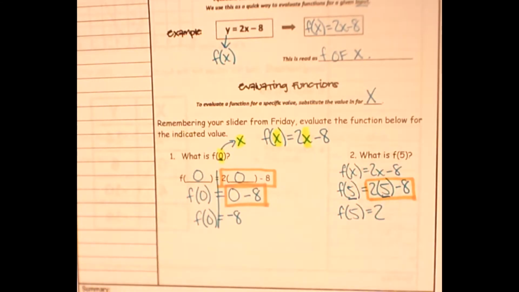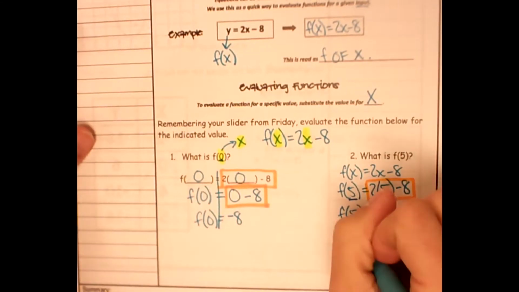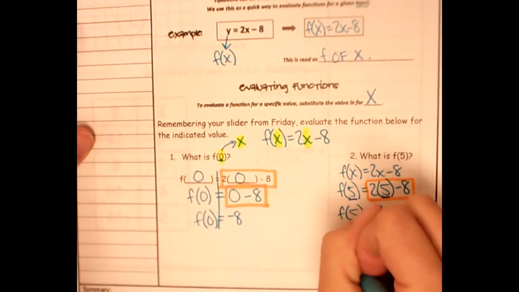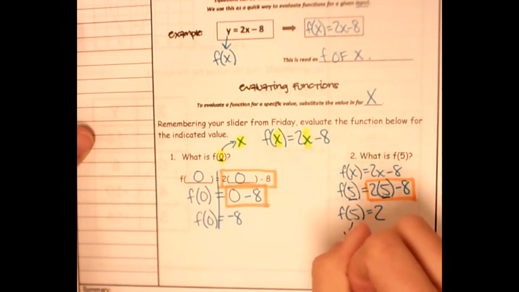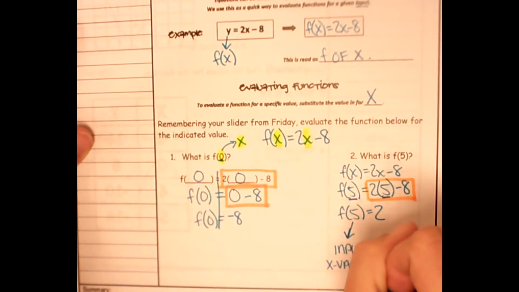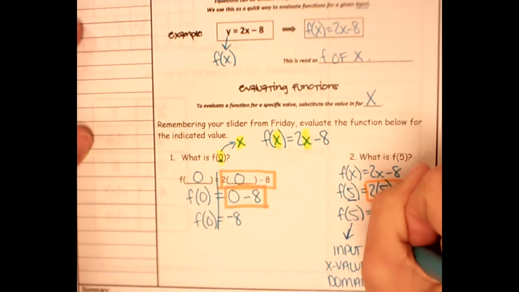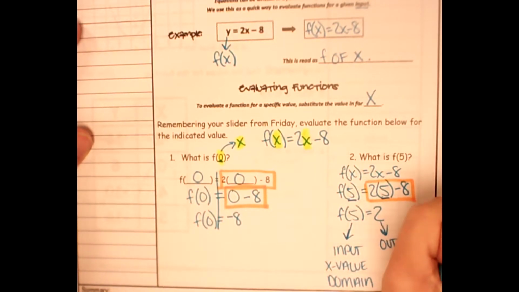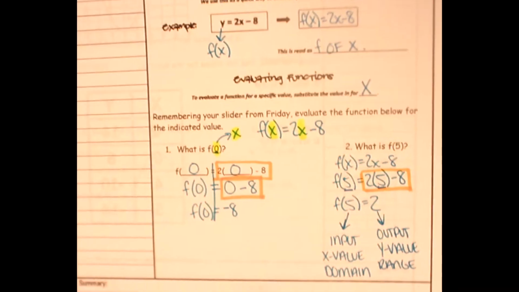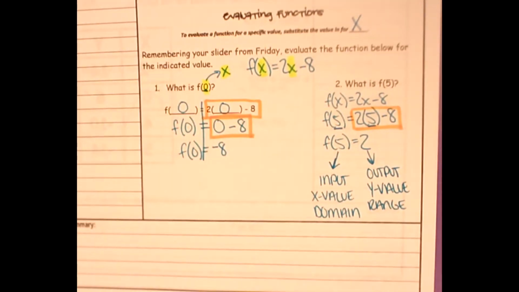We can input this part into our calculator. So just to refresh on our vocabulary, remember this is our input or our x value, also known as our domain, and the 2 is our output, our y value, and also the range. Those are our vocabulary words that we're going to be using moving forward.